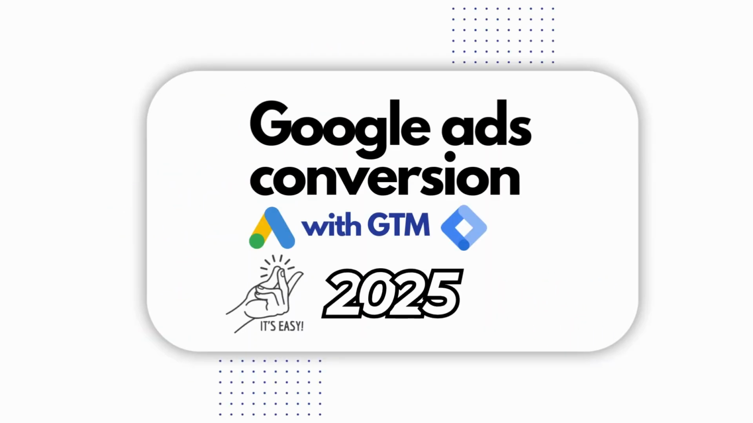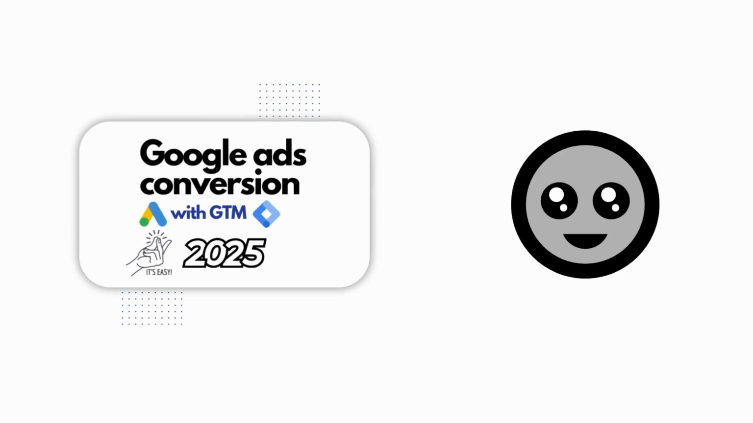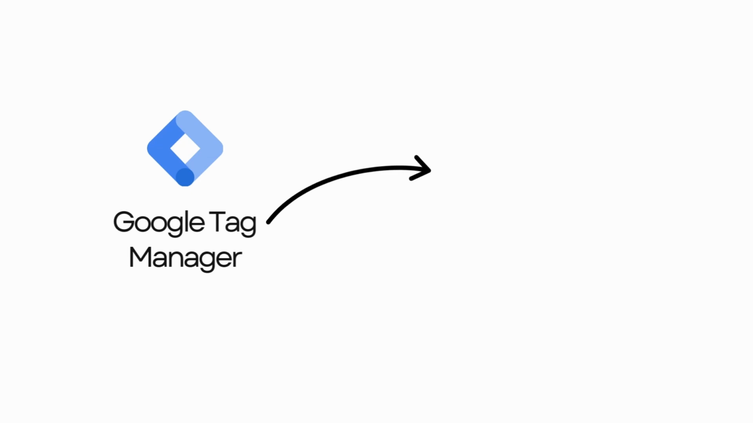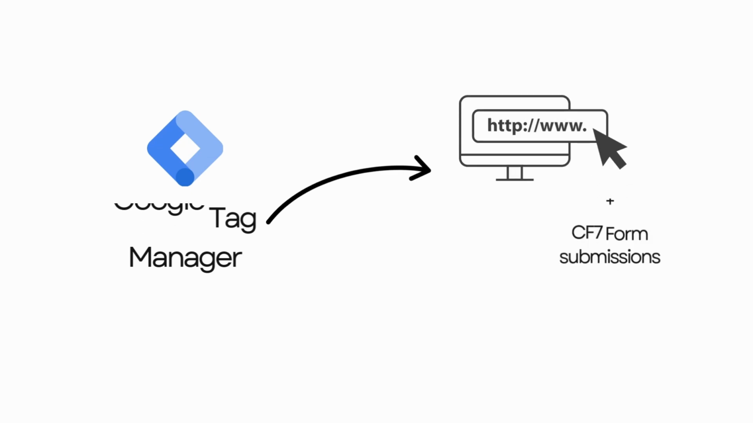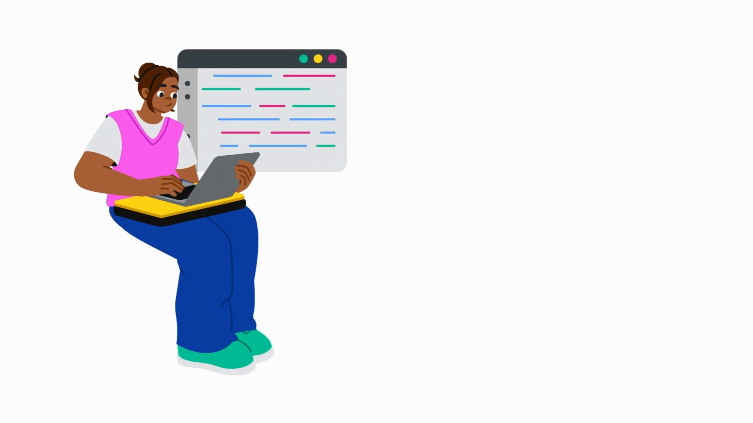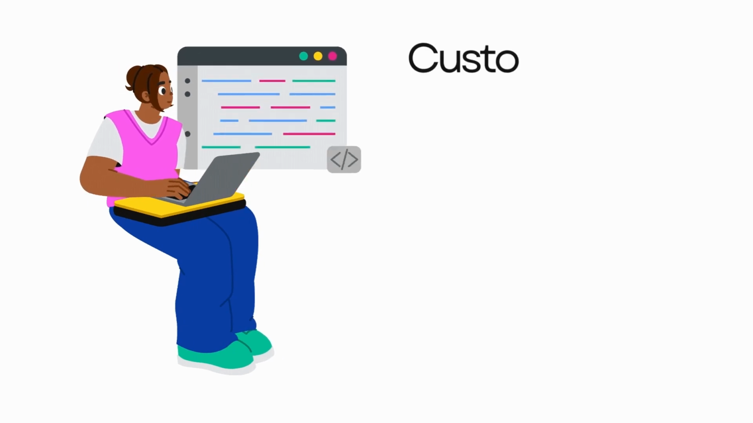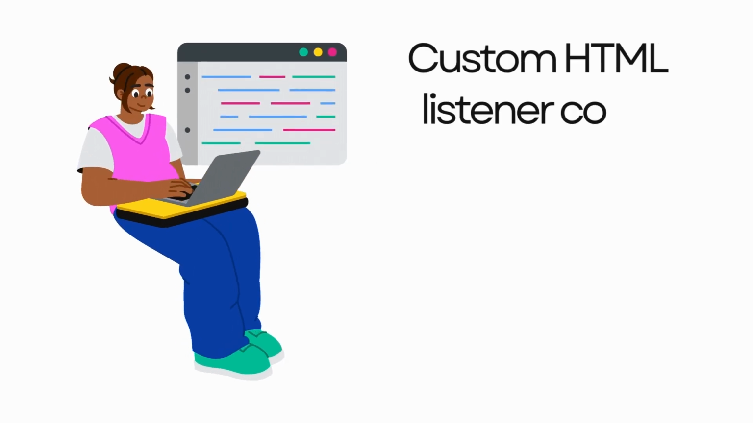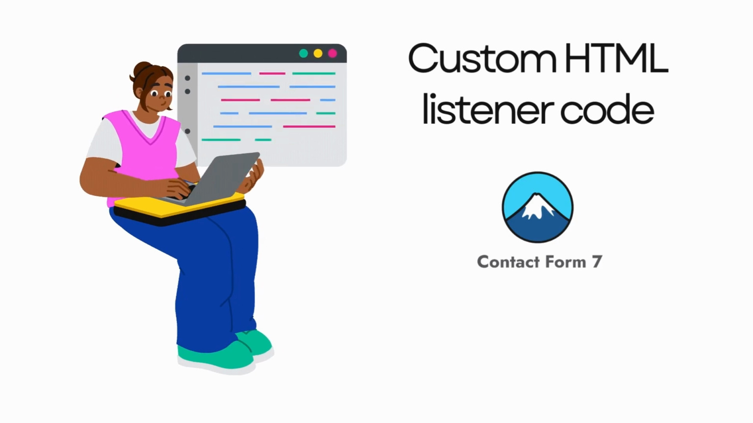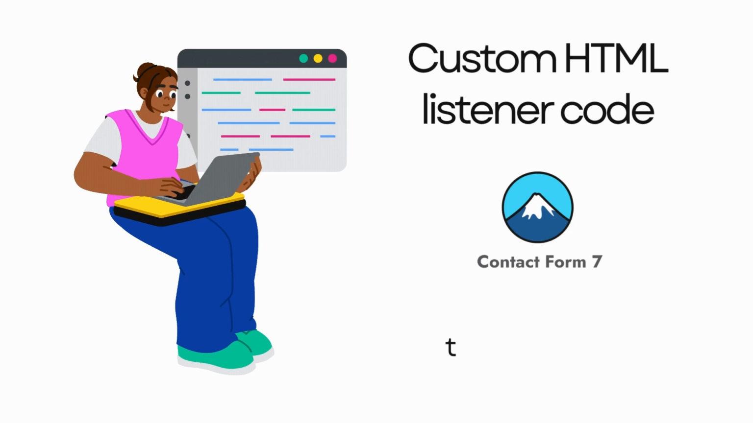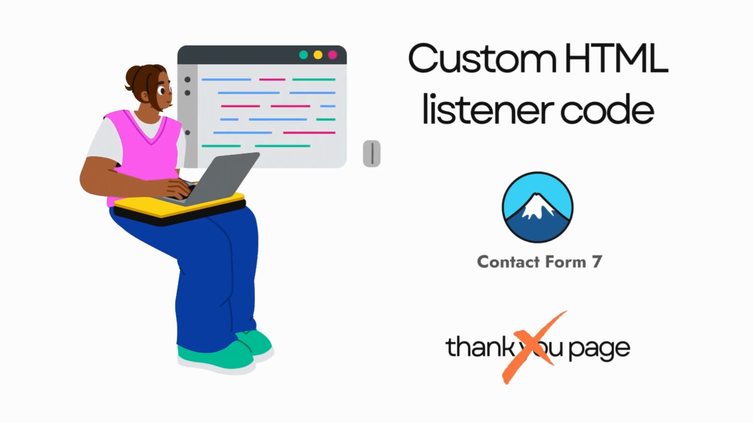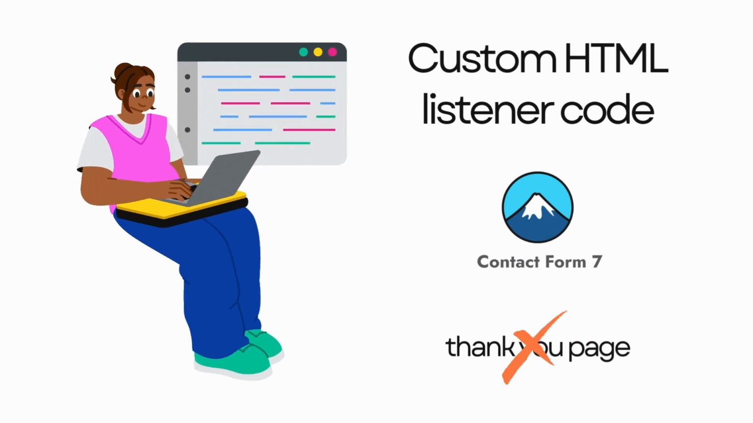In this video, I'm going to show you exactly how to bridge that gap. We are going to use Google Tag Manager to set up precise conversion tracking for every lead action on your site. And stick around because I'm sharing a specific custom HTML listener code for Contact Form 7. This ensures your form tracking works perfectly every single time, even if you don't have a thank you page.